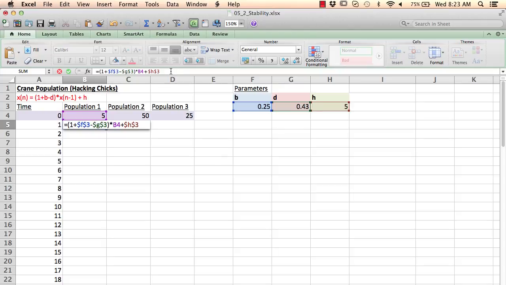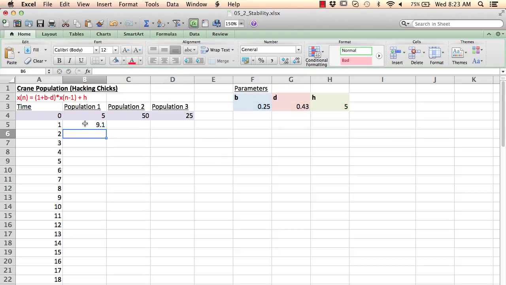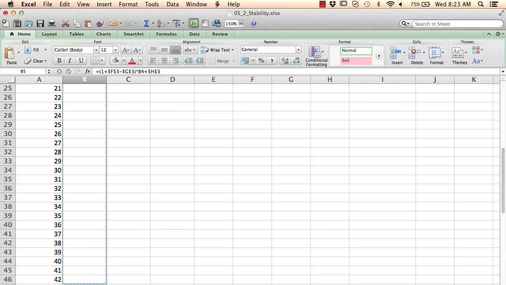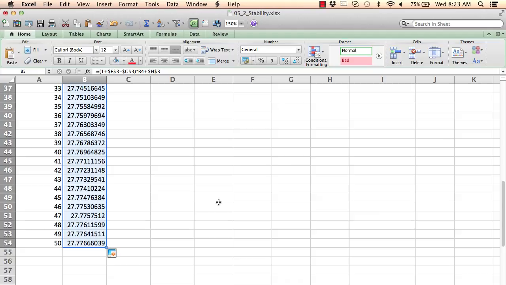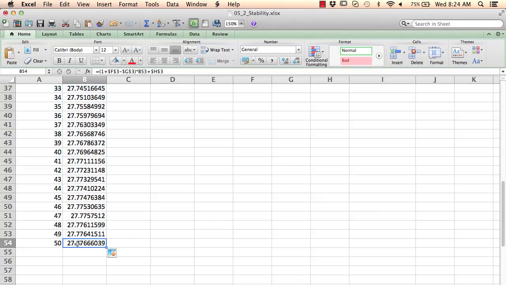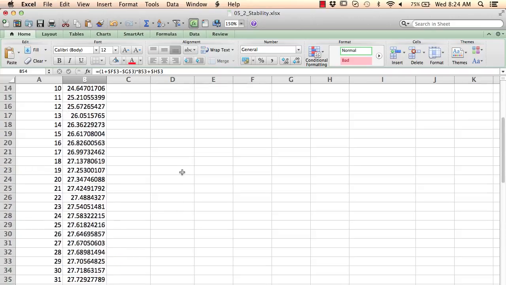So now that I'm happy with that, I'm going to hit enter. And a quick way to apply this formula now to all of the cells below it is that I see how there's this little blue box in the lower right hand corner. I grab onto that, I click and hold, and then drag it as far down as I want to go. So I'm going to go to 50 time steps. And so it looks like after starting with only 5 cranes, we end up with like 27 or 28, right? The decimal doesn't really make sense in terms of birds, but it's basically somewhere in that range.